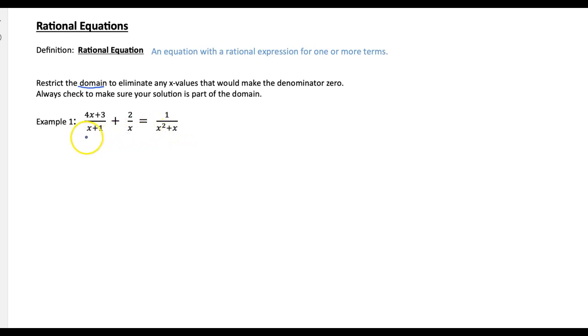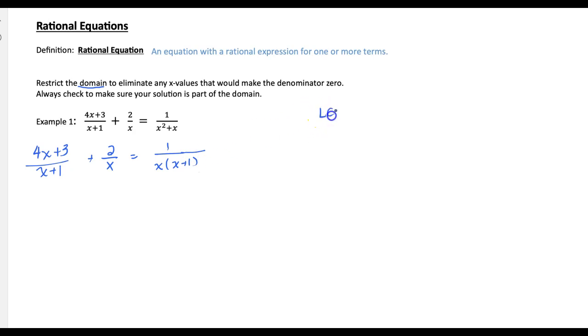So when I start, I like to already have my denominators in factored form. So I would leave that first fraction as it is, and the second fraction as it is, and I would write over here on the right side of the equal sign, I would factor that x to the front and make it x times x plus 1.